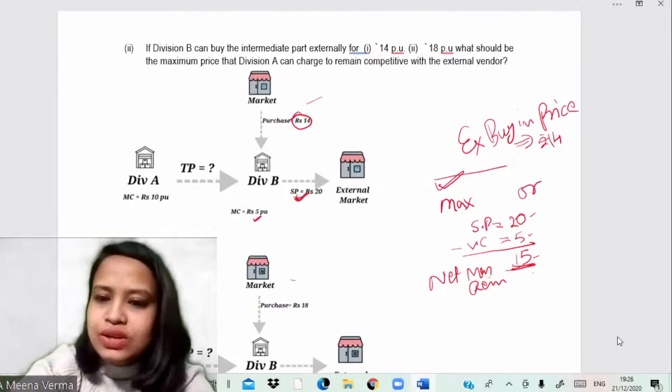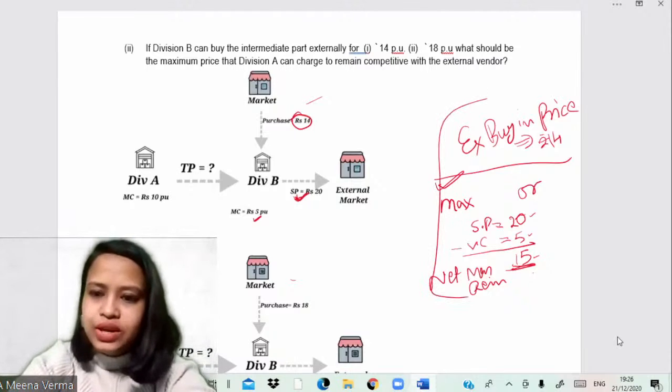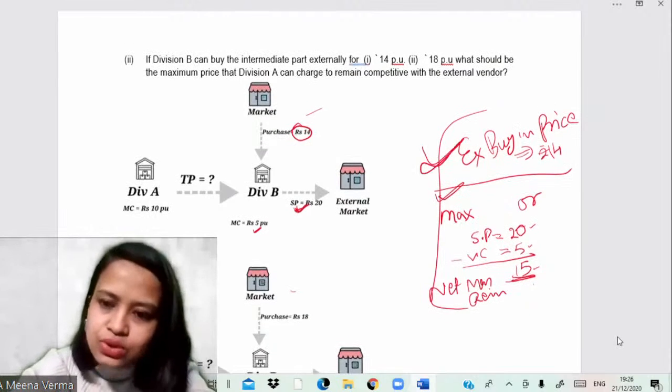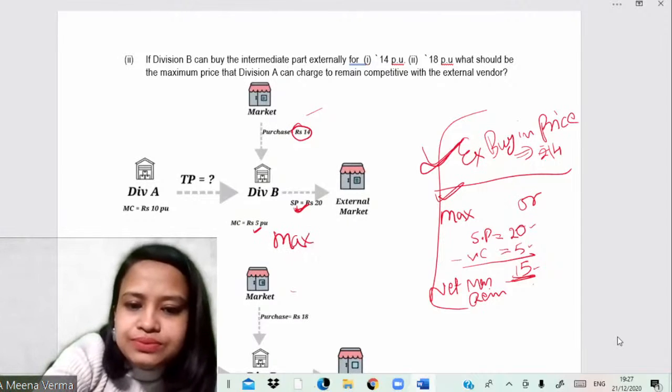And what will you do? You will consider the lower of these two values, the value which is low. Which value is low? This one. So this is the maximum price which you will charge for division B.